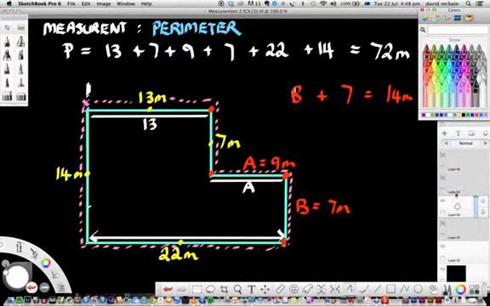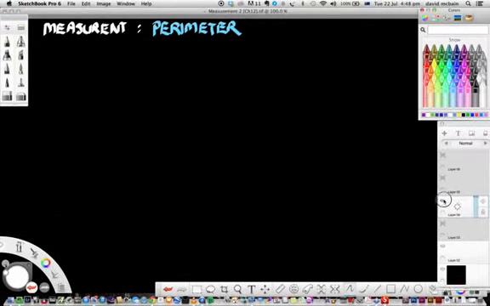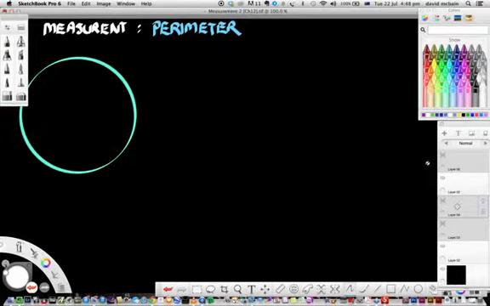Okay, our next example is a circle. Now, a circle is quite special because we actually calculate the perimeter of a circle. And by the way, when we're talking about a circle, the perimeter of a circle is called the circumference. So the perimeter of a circle we call the circumference of the circle.